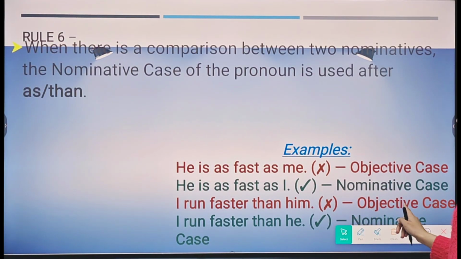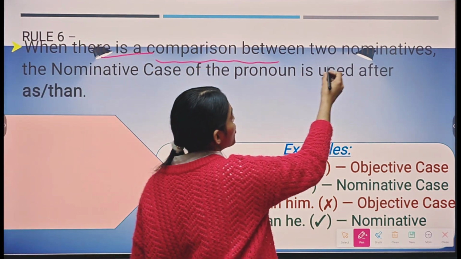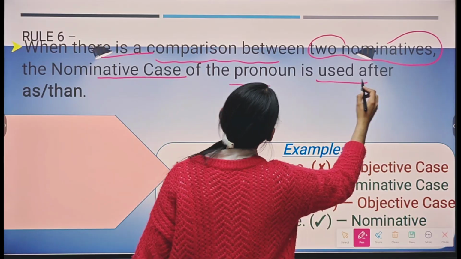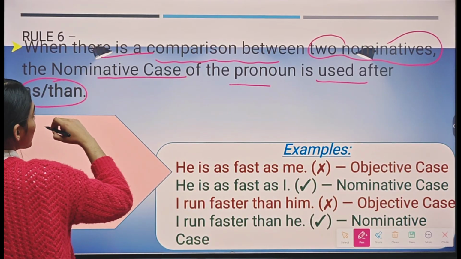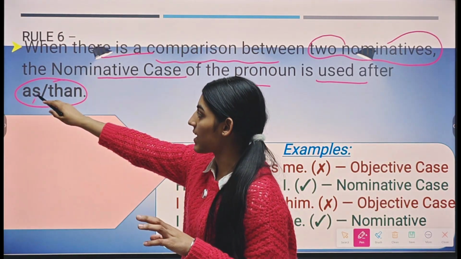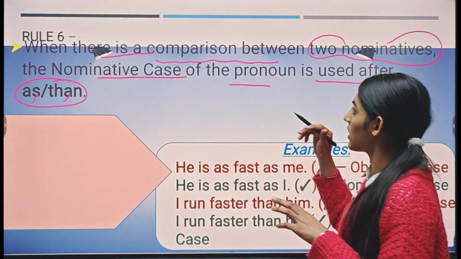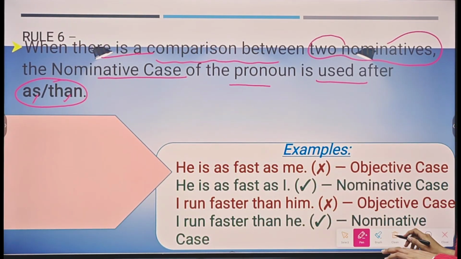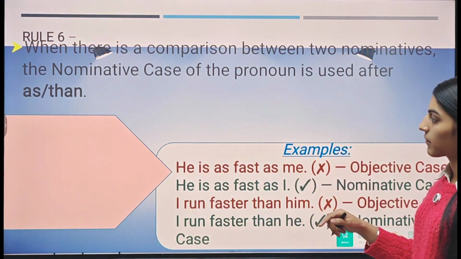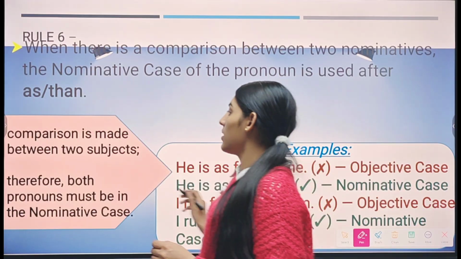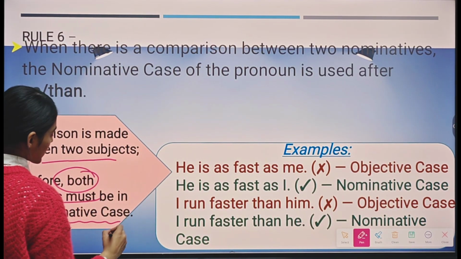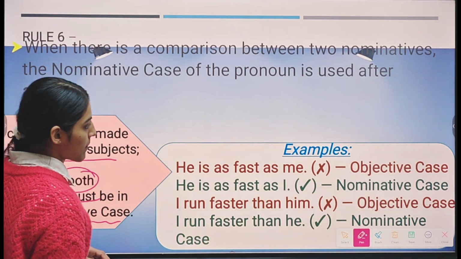Rule number 6 says, when there is a comparison between two nominatives, the nominative case of the pronoun is used after as or than. When there is a comparison between two subjects and there is use of as or than, the nominative case of the pronoun will be used. A comparison is made between two subjects and both the pronouns must be in their subjective form, the nominative case. Let's see the examples.